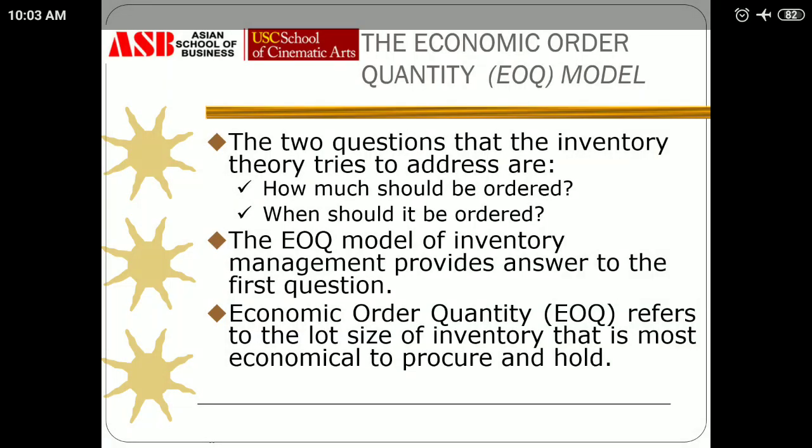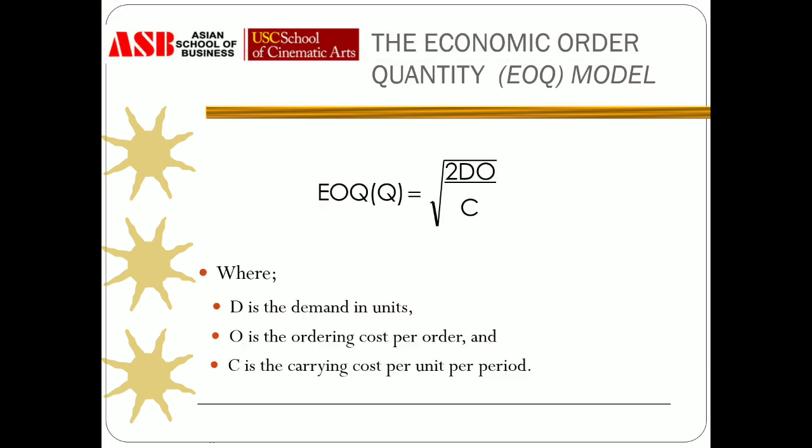Now, the EOQ model, which we have already discussed theoretically. If we need to calculate the number of units involved in one single order, then there is a small formula: EOQ is equal to the square root of 2DO/C, where D is the annual demand, O is the ordering cost per order, and C is the carrying cost per unit per period. You need to focus on these two things: O is the ordering cost per order, and C is the carrying cost per unit per period.